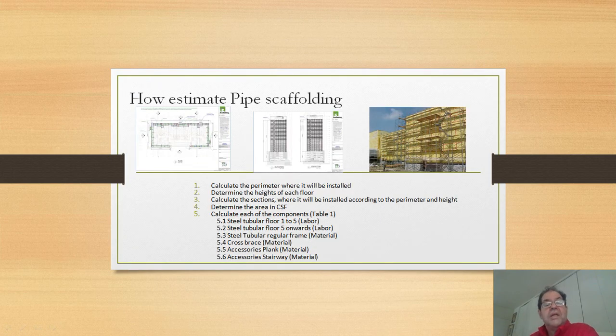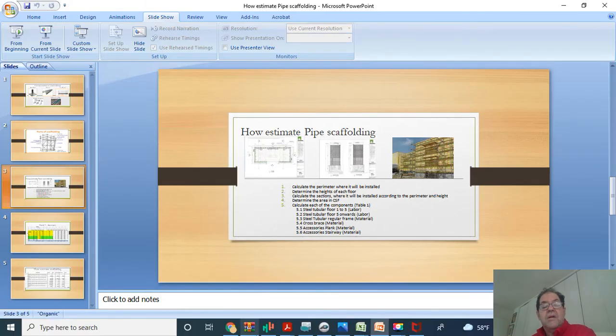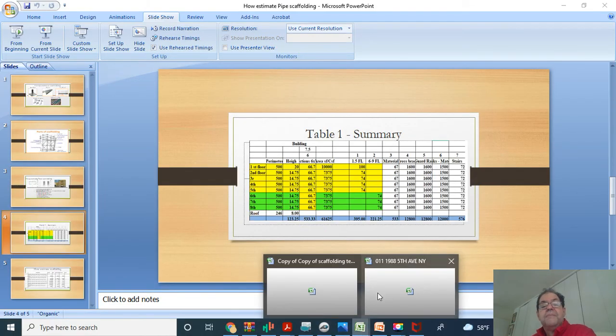Now the important thing we're going to learn today is how to estimate the scaffolding. When you see the scaffolding in a building, normally we see the perimeter, we see the section. All these components have to be taken into consideration. Calculate the perimeter, calculate the height over the floor, and we're going to check in the estimate all the different components. Let's see in the real world what it means. Let's take an example.